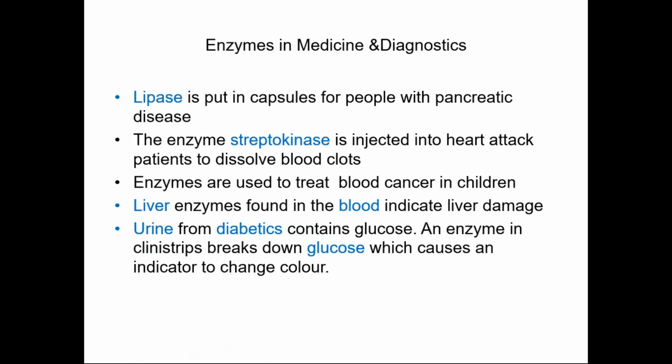And last, we'll see that enzymes are used not only in the food industry, but also in diagnostics and the pharmaceutical industry. People who have pancreatic disease are given lipase. If you have a stroke and a blood clot, the enzyme streptokinase is given so that it dissolves the clot. If liver enzymes, SGOT and SGPT, are found in very high quantities, that indicates liver damage. Urine from diabetics contains glucose. An enzyme on Clinistrips, immobilized on the strip, called glucose oxidase, breaks down the glucose, and it is used to detect the sugar.